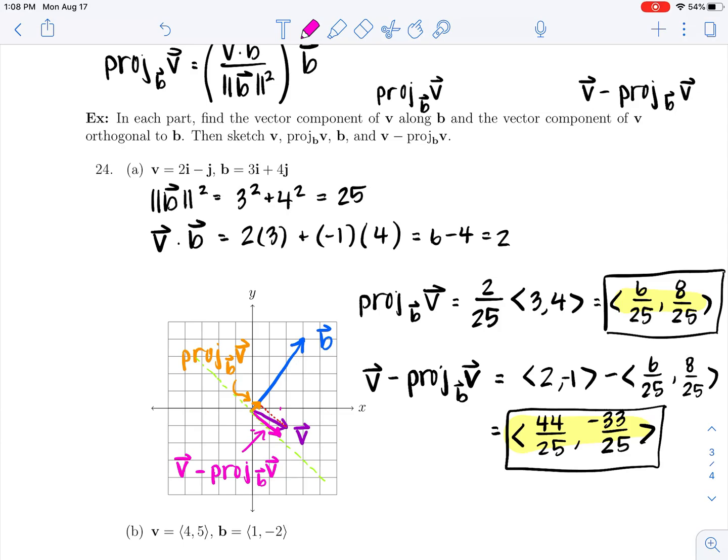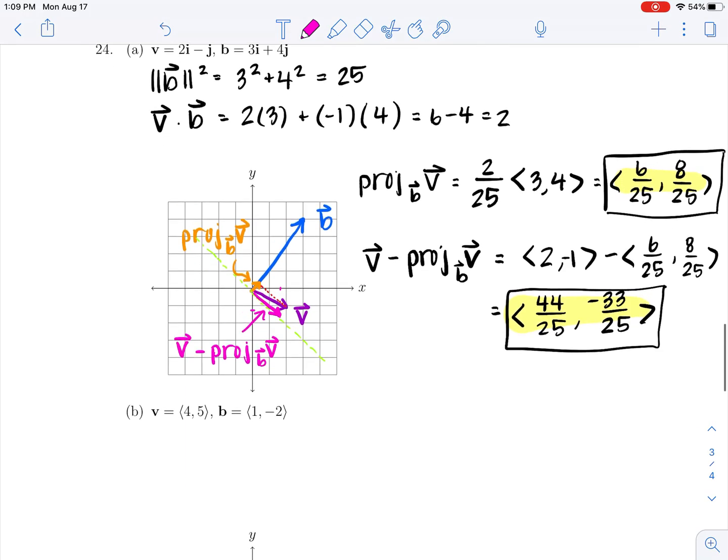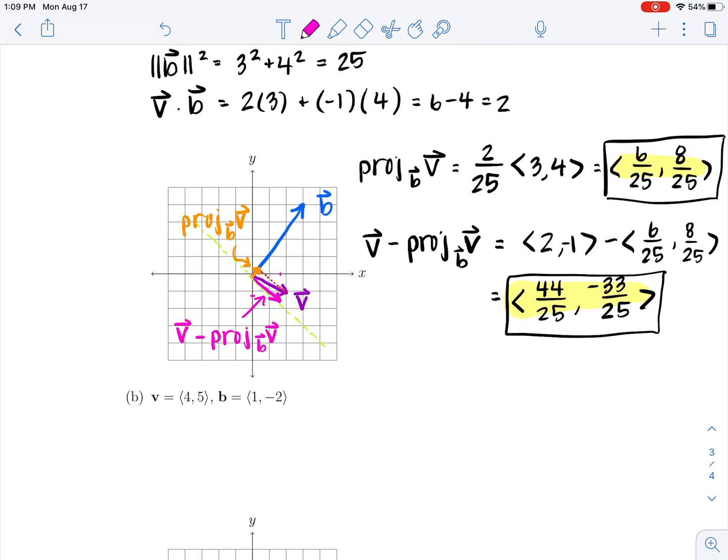All right. So again, I apologize for that orange vector being so tiny, but you can kind of see how it's being flattened either toward B or perpendicular to B. I'll leave that up in case people are still copying. But we just want to do the exact same thing here for example 24b.